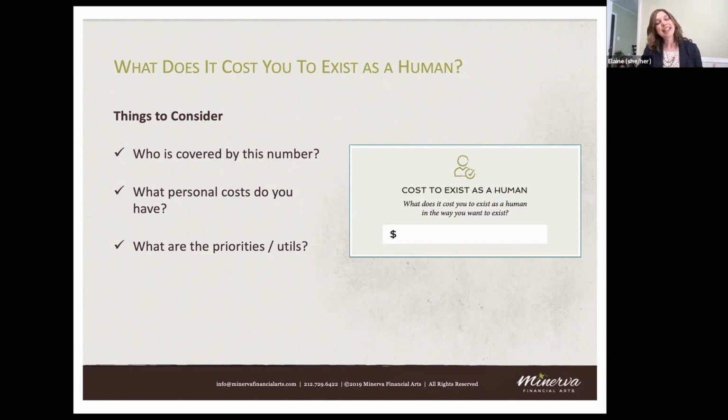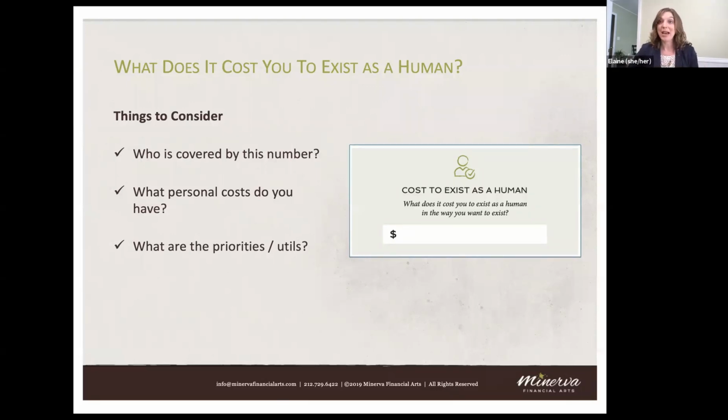And once you have an idea of who is covered with this number that needs to support your cost to exist as a human, it's interesting to go a little bit deeper and think about the personal costs you have to exist in the way you want to exist. And often, especially in the arts, we try to cut out any unnecessary expenses. And I would encourage you to think long and hard about what your priorities are and make sure you're including them in your expenses to exist as a human.